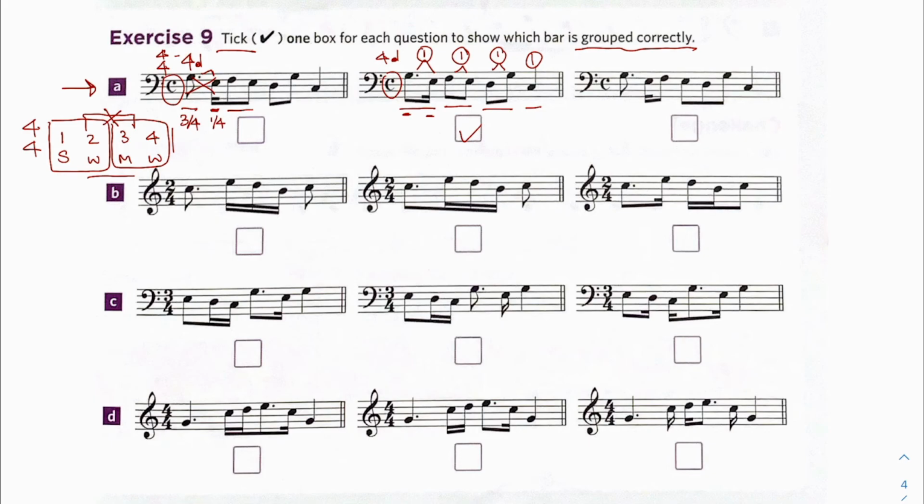Let's take a look at the next bar. Again, 4 crotchet beats in every bar. Here, we start with this dotted quaver, which is 3/4. So again, we need a quarter to make it into a full beat. So this is where the quarter is, or the semiquaver. So we are supposed to group these 2 together into 1 beat. However, they are not grouped together, so this is already incorrect.